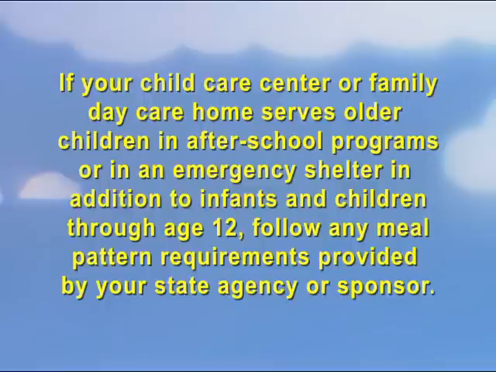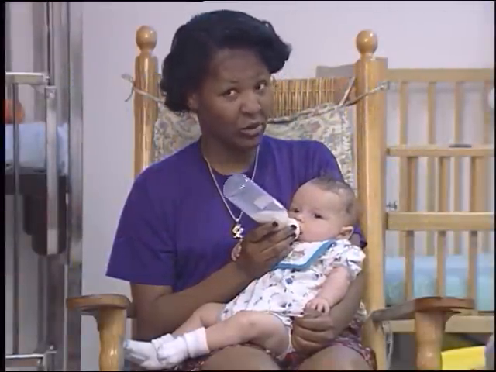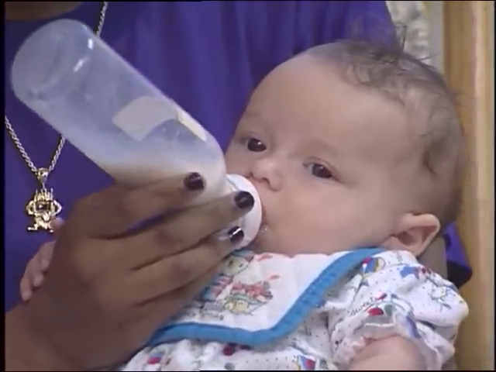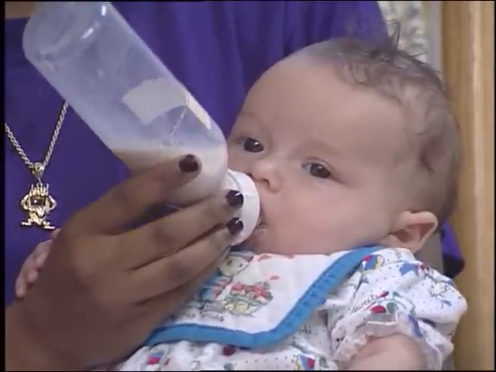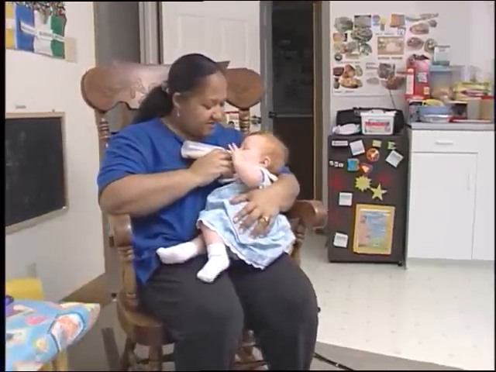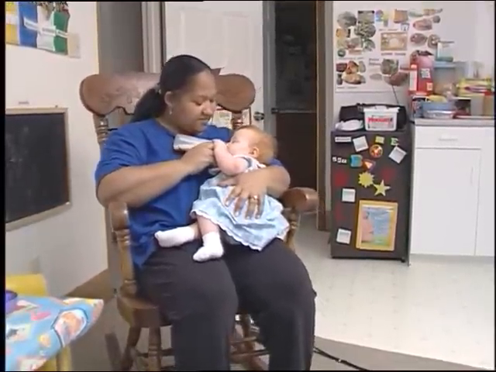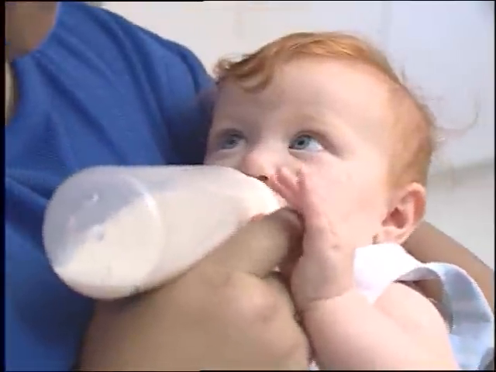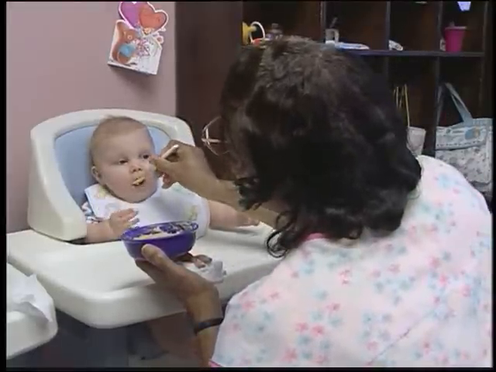An infant grows and develops more rapidly during the first year than any other time of life. The infant meal pattern specifies the minimum types and amounts of food that participating child care providers must serve to an infant at different meals in order to be reimbursed for these meals. Follow the requirements to feed infants breast milk or infant formula and to introduce them to solid foods.